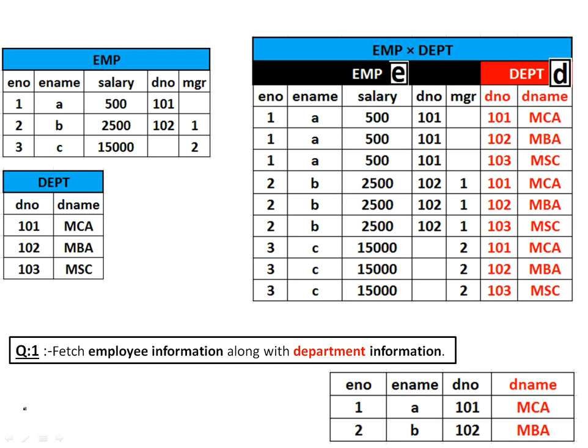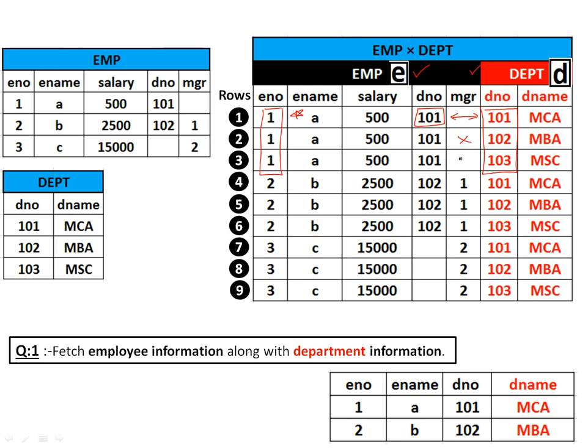Let's make this as E, this as D. There are 9 rows. Now tell me, which rows are required? In the Cartesian product, employee number 1 joined with all departments. Now I requested, employee number 1, please join with only your department. Don't stay with all departments. Yes, sir. How do I know? My department number should match his department number. Yes, matched, so this row I require. This one not matched, this one not matched, so that row will be selected.